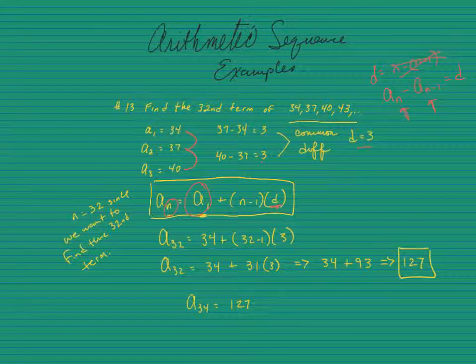Now all I did was some substitution. I knew I was looking for term number 32. I knew the first term was 34, right there, first term. I knew then the n, since that's what I was replacing, was going to be 32. So do my order of operations, do my parentheses, then I do my multiplication, then I do my adding, and I get 127. So a32 is going to be 127. And that is finding a term using the explicit formula.